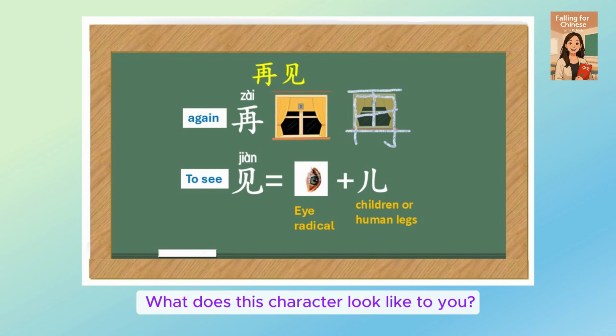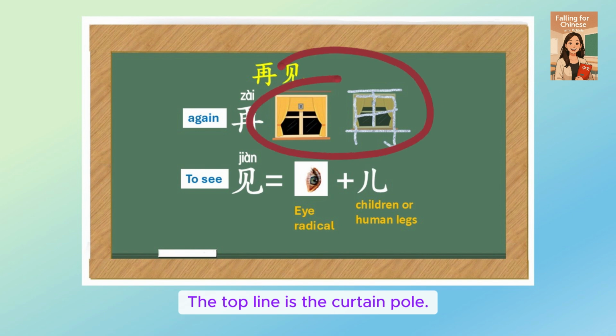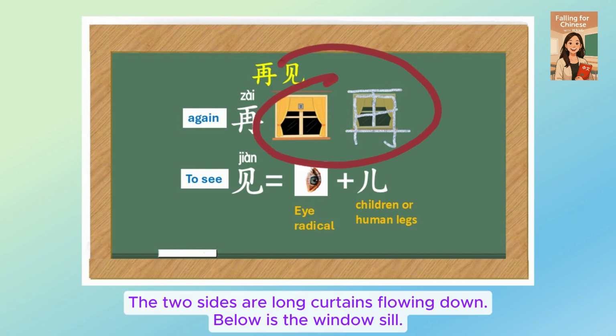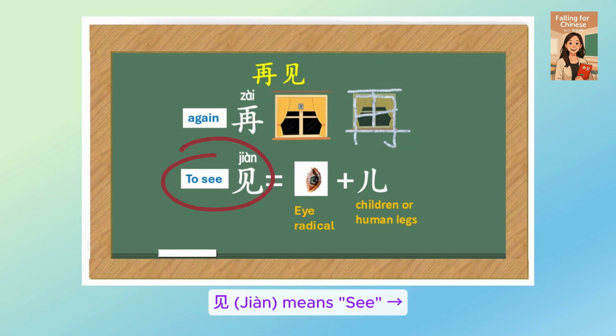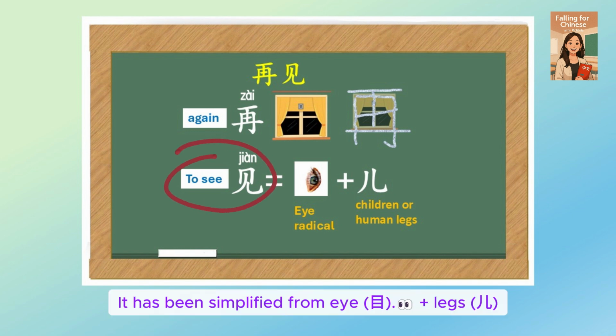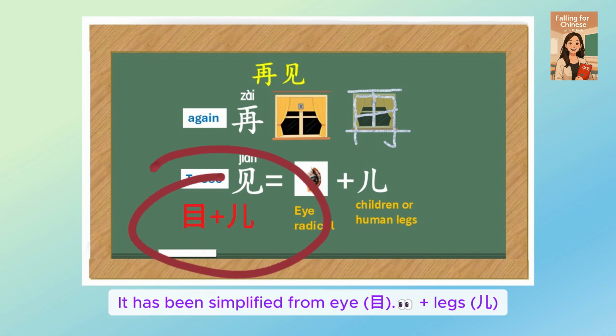What does this character look like to you? Imagine this. You are standing by your window. The top line is the curtain pole. The two sides are long curtains flowing down. Below is the window sill. 见 means to see. It has been simplified from the I radical and the next radical.